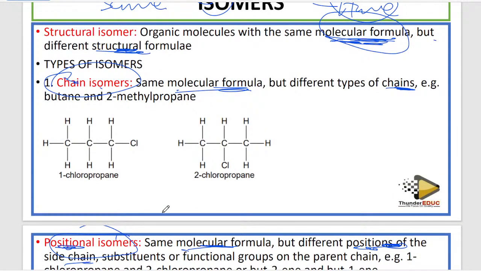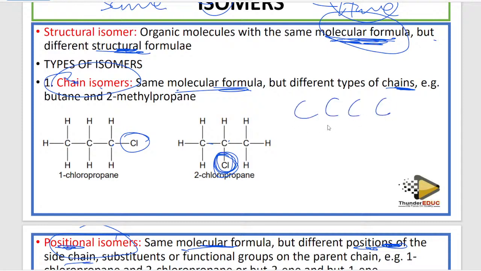Is it clear? So here you see that this chloride is on carbon atom number 1. The chloride is on carbon atom number 2. 1, 2. So what is different is the way this chloride is arranged. The molecular formula is the same, but the way you arrange it is different.